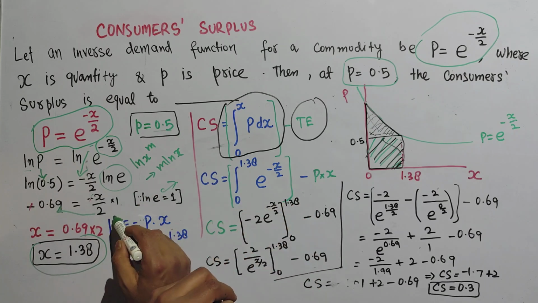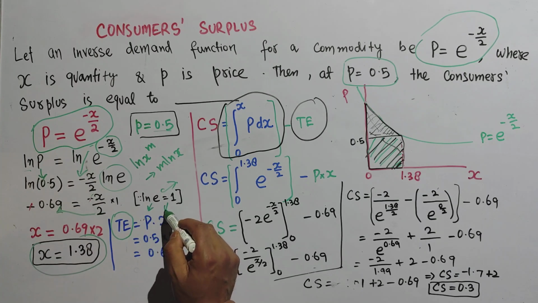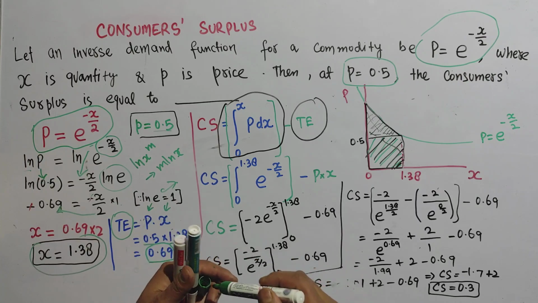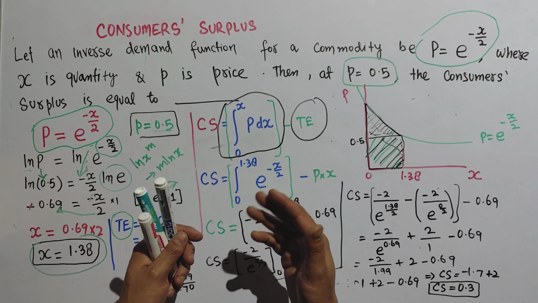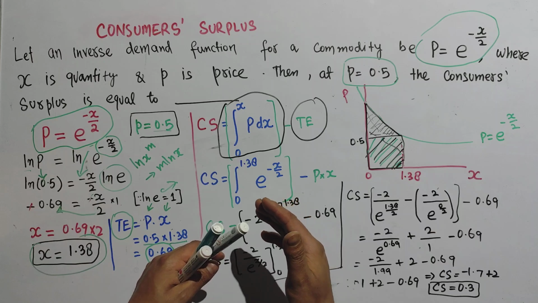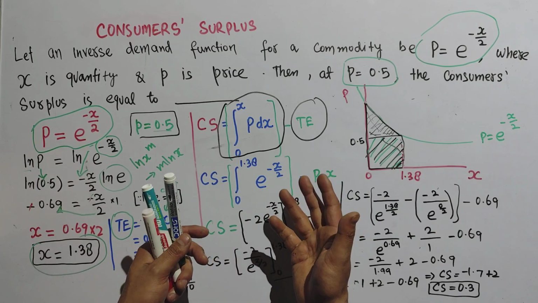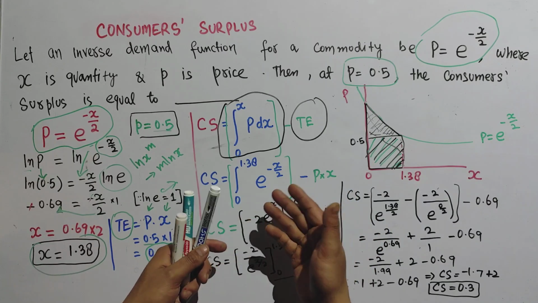After that, we need to calculate the total expenditure by the consumer. That will be equal to the market price times quantity demanded. That is 0.5 times 1.38, which sums up to be 0.69. Then what is the consumer surplus? Consumer surplus is simply the difference between the price that the consumers are willing to pay for a commodity and the price they actually pay for the commodity.